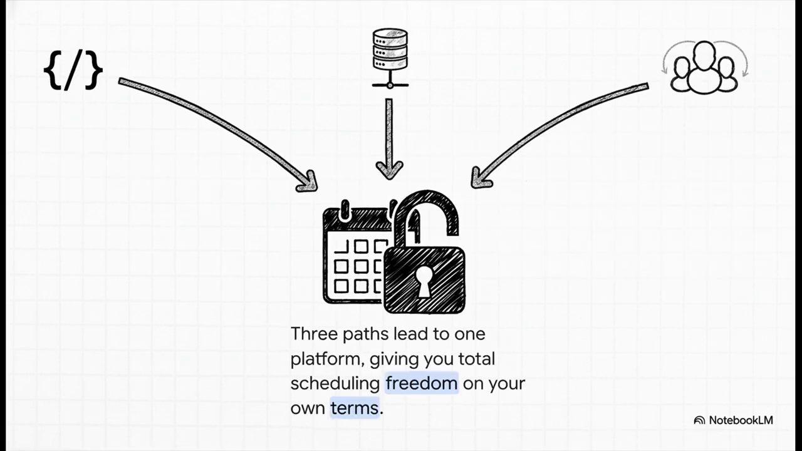So, let's put it all together. You've got the API path for integration. You've got the self-hosting path for control. And you've got the contribution path for collaboration. 3 really different ways to get involved, but they all point back to this one powerful idea, all built on a single platform: total scheduling freedom.